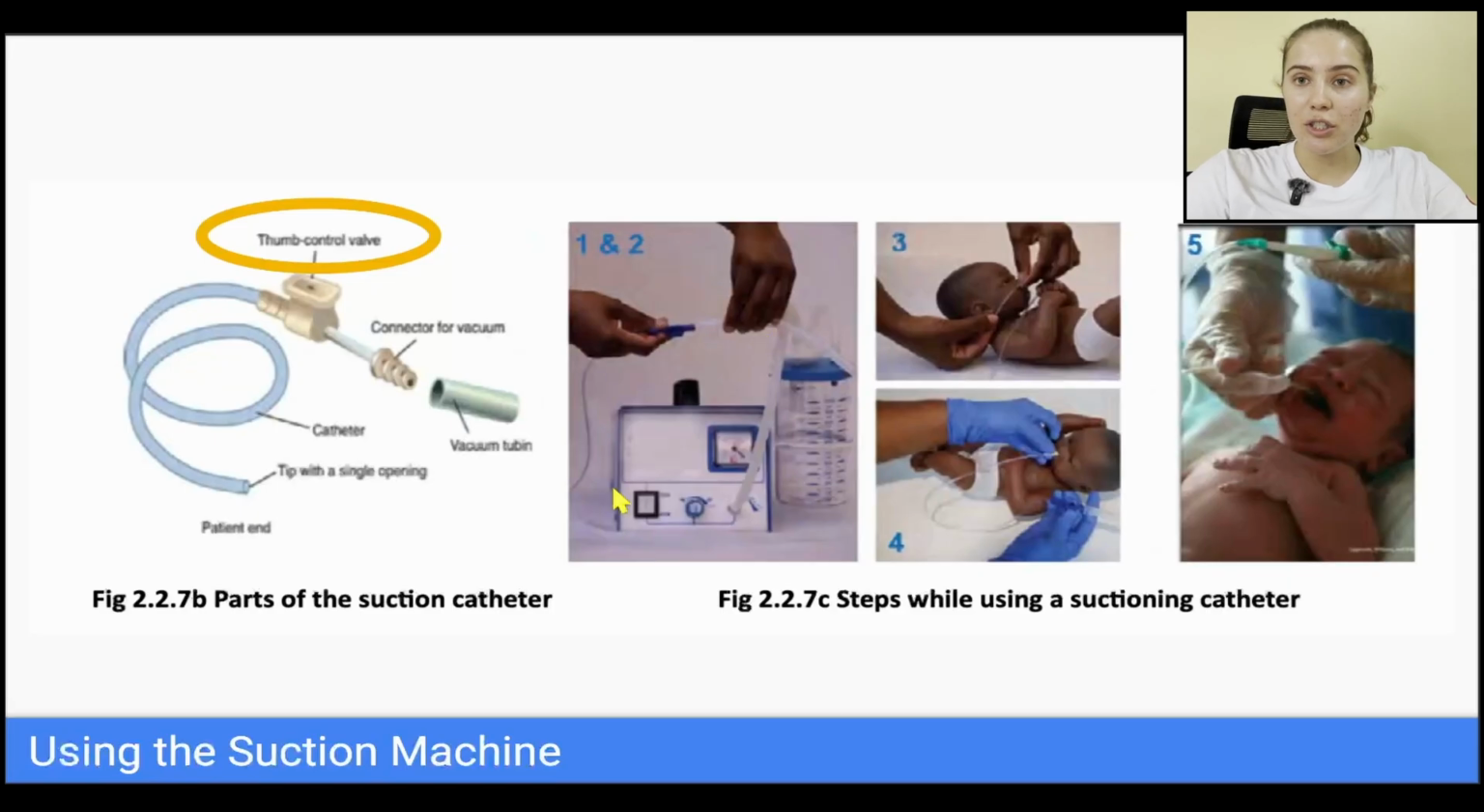This is a similar suction machine to what you'll see in the NBU and in the delivery rooms. Something really important with the machine is that whenever you are suctioning the baby, there's a little thumb control valve up here. And when the valve is occluded, or if your thumb is on it, that's when the suction is on and going. But when your thumb is off the valve, the suction is not going. So whenever you're inserting the tube into the baby's throat to suction, you want to leave the valve not occluded. And then on your way out suctioning, that's when you'll occlude the valve.